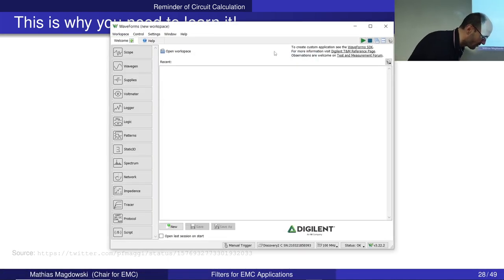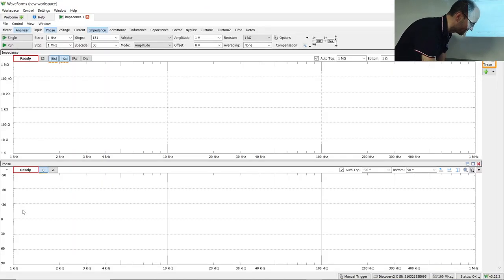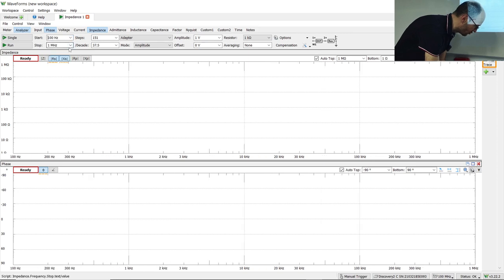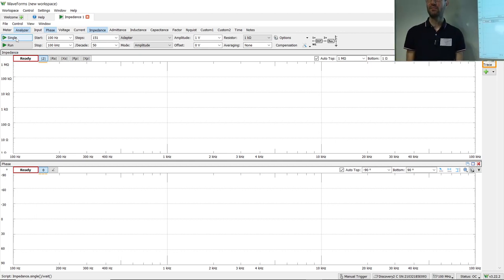And so this is the corresponding software, Waveforms, for this Digilent device. And I will go to impedance analysis. And I will set a frequency range going from 100 hertz maybe to 100 kilohertz. And then we have 50 points per decade. And I will select that we will get the impedance by magnitude and by phase. So this is the frequency axis. In the first plot, you get magnitude. In the second plot, we get phase. And now I will push this single button in a second.